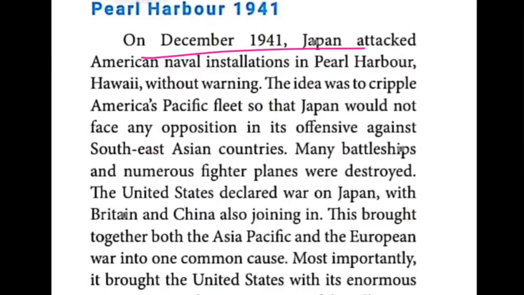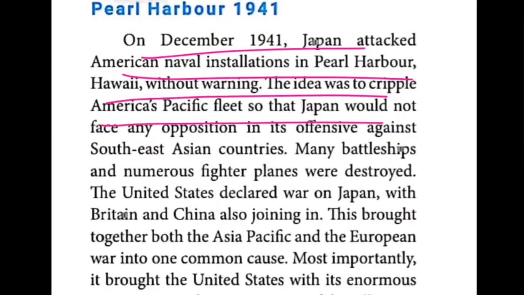American fleet in the sense of naval installations in Pearl Harbor. Pearl Harbor was located in Hawaii. The attack came without warning. The idea was to cripple America's Pacific fleet, a group of ships, so that Japan would not face any opposition.